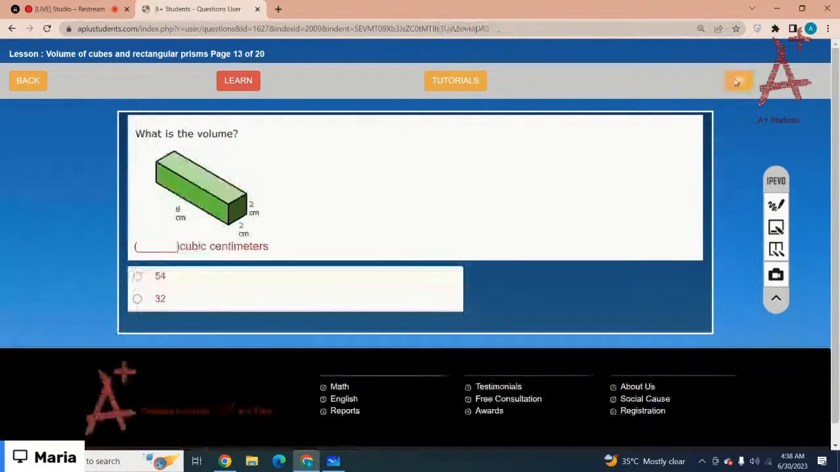Okay, what is the volume? You have to do length times width times height. So it is 8 times 2 is 16 and 16 times 2 is 32. So the correct option is 32.